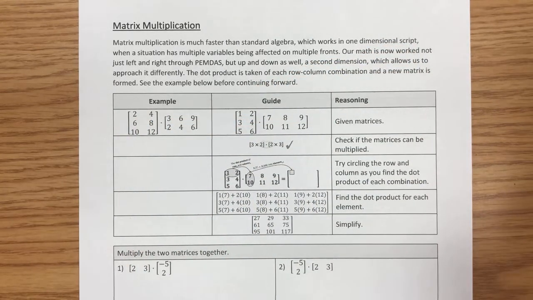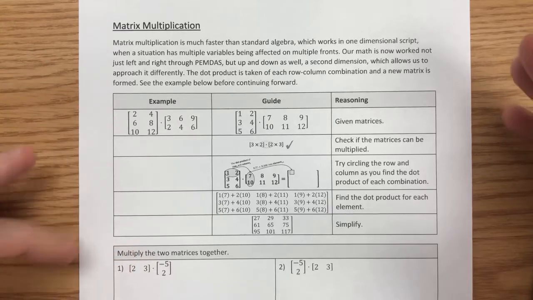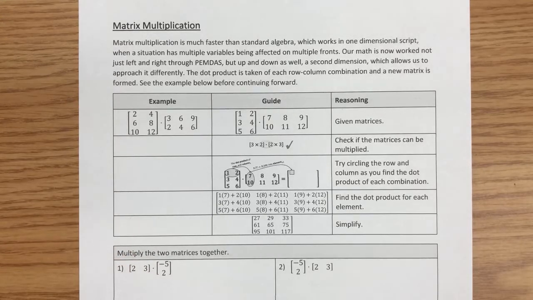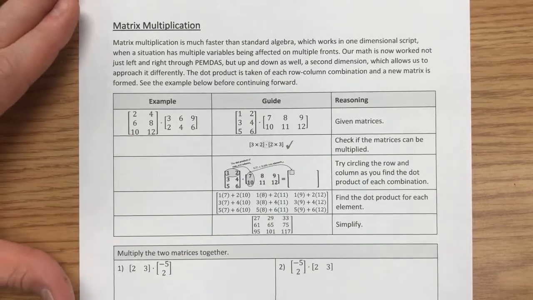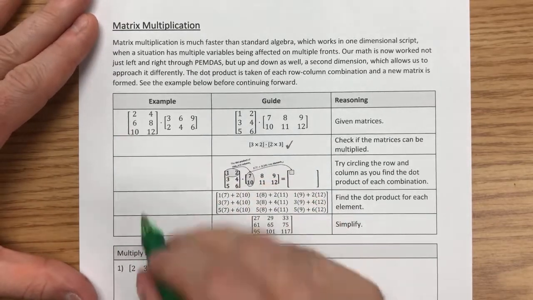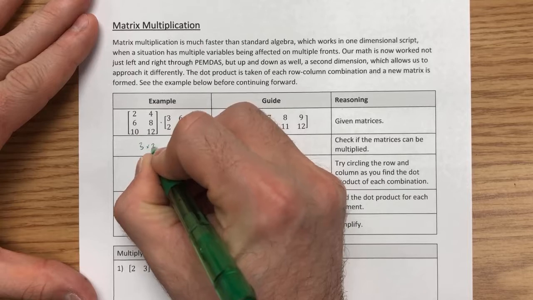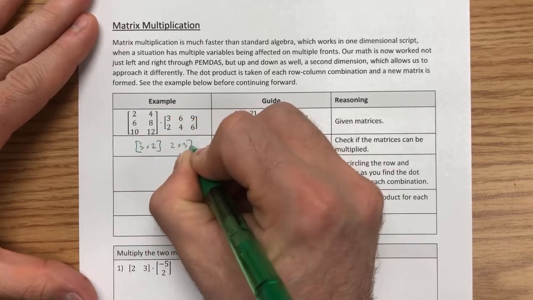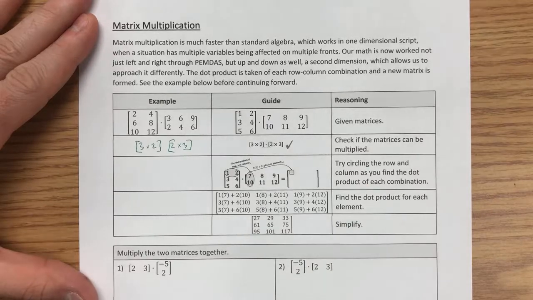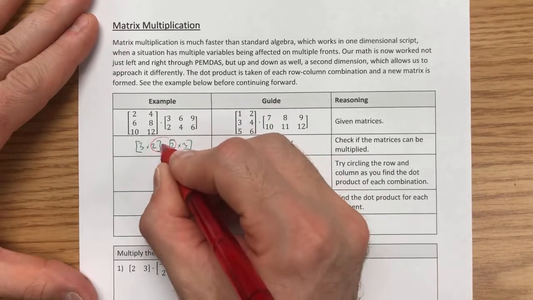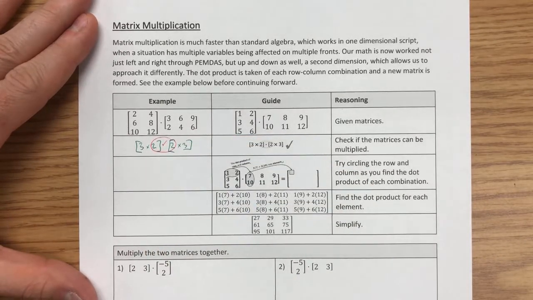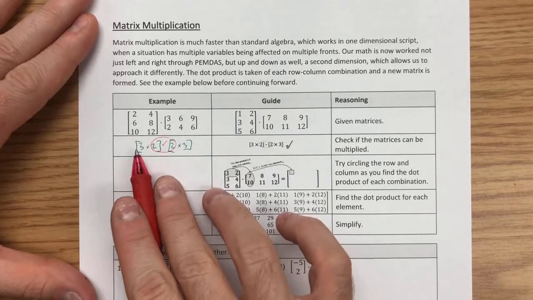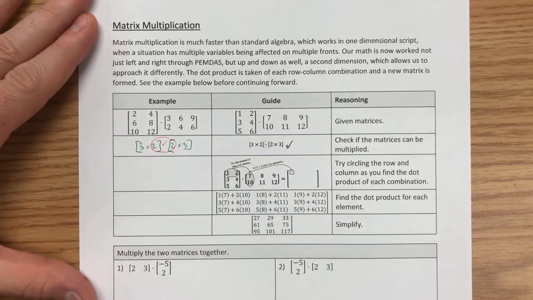So let's go ahead and walk through one of the guided examples. In this case, we have two given matrices. We're going to check to make sure these two are compatible, which we've just gone through, they are. This is a 3 by 2, and this one is a 2 by 3. We know the two matrices check out. They are compatible to find the dot product, and they're going to produce a 3 by 3 matrix.